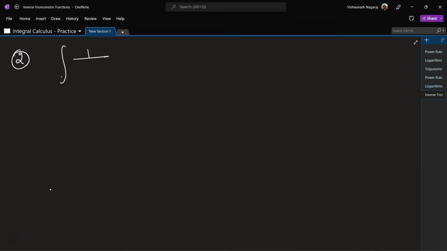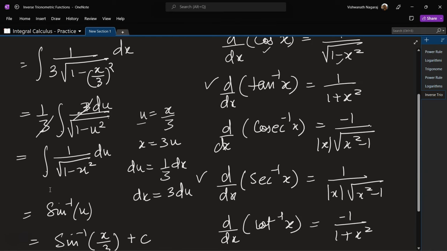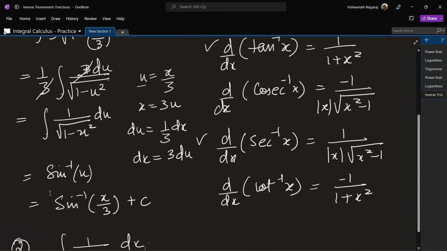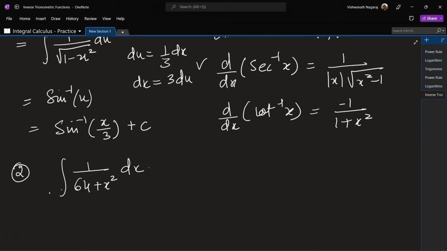Integral of 1 by 64 plus x square dx. We have to remember these forms and see which one matches the closest. So 1 by 1 plus x square. So we have to take out 64. So let's do this. Let's say 1 by 64, we take it out, right? So 1 by 64. Here we get 1 plus, now 64, it should be x square by 64, which we can write as x by 8 square dx.